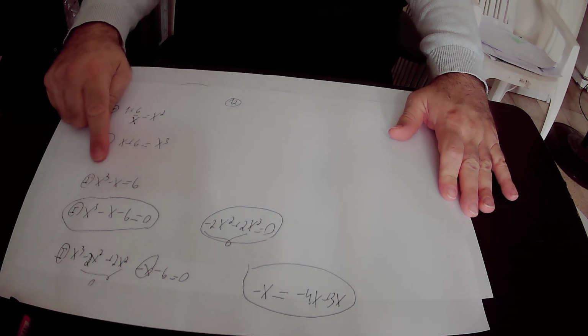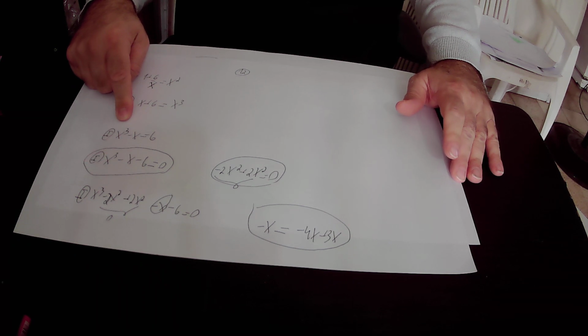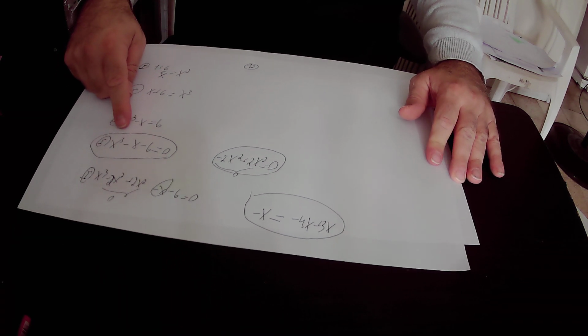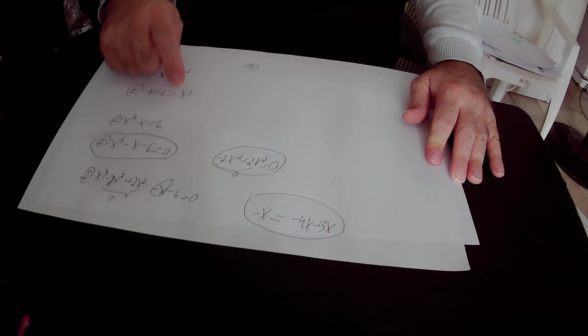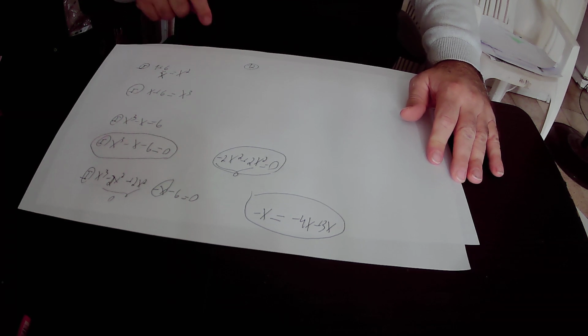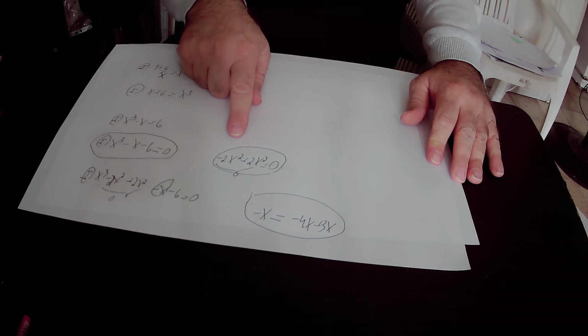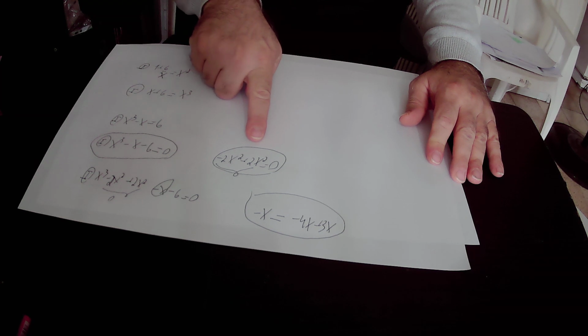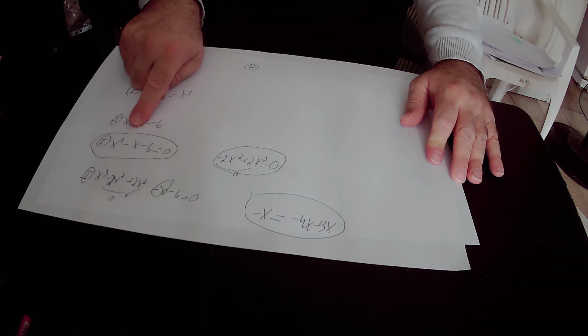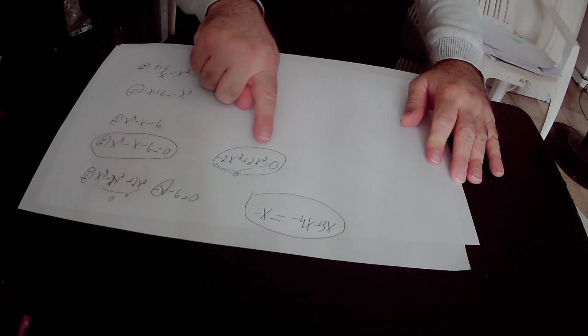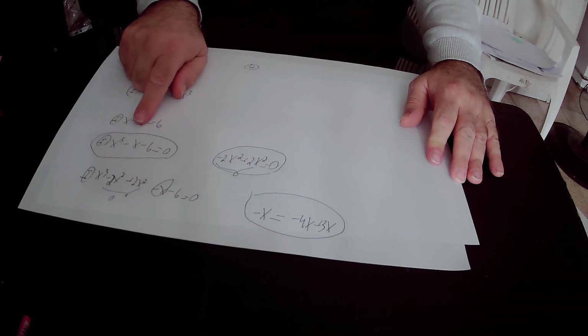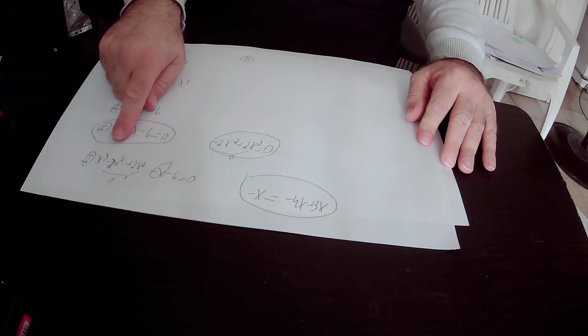Then we subtracted 6 from equation number 1, and we got that x cubed minus x minus 6 equals 0. Then we subtracted 2x squared, and then we added 2x squared to equation number 1. Minus 2x squared plus 2x squared is 0, so we added 0 to equation number 1. It is allowable, therefore we did it, and we got this expression.